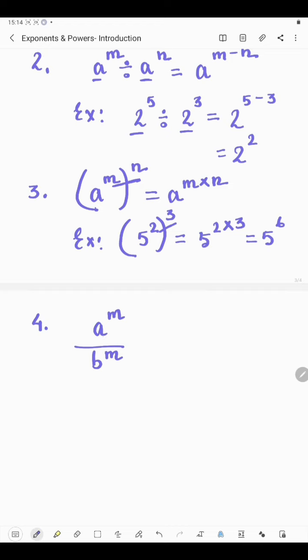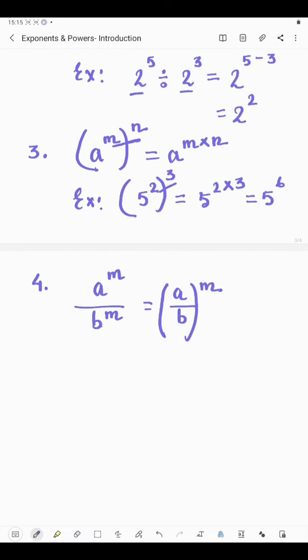So here we have different bases, but the power is the same. So when we have different bases, we'll just divide the bases. Okay, a divided by b, and since the power is the same, we'll write the power here. Okay, so it's a by b whole to the power m. Now let's take an example based on this.